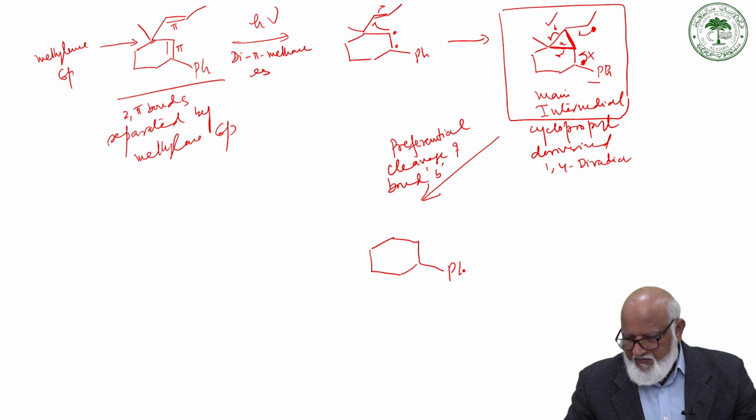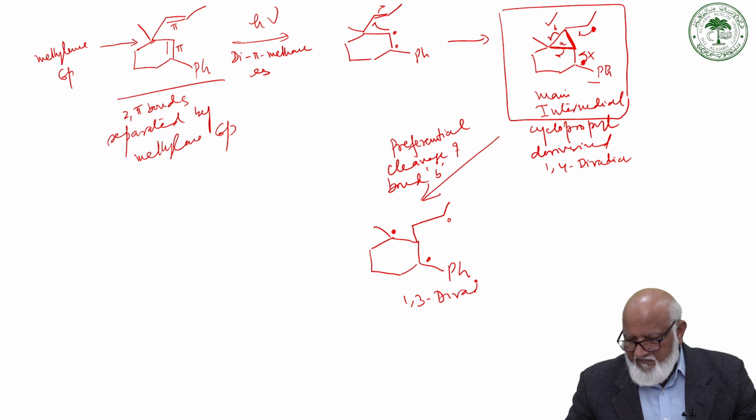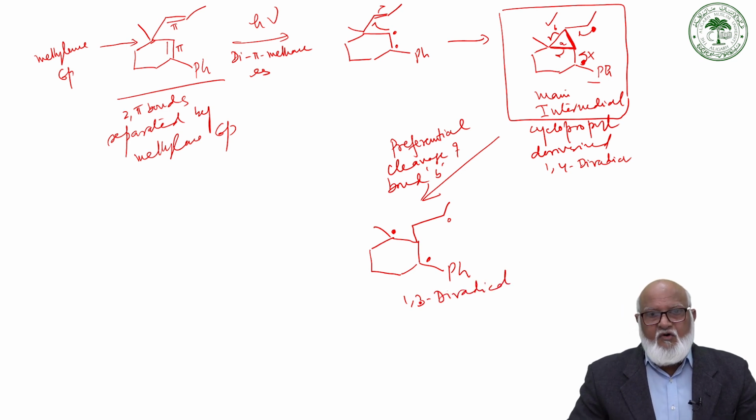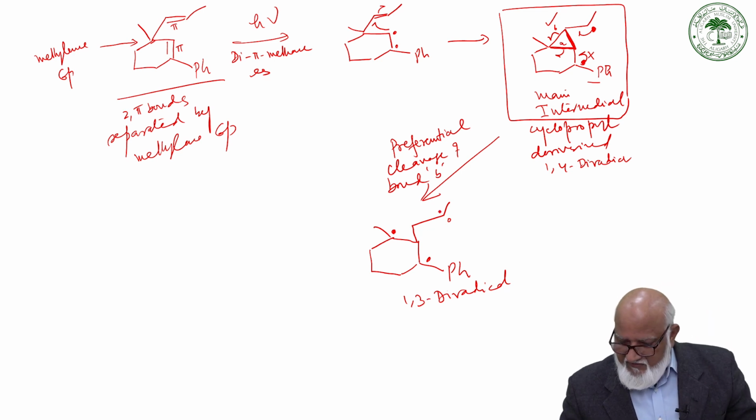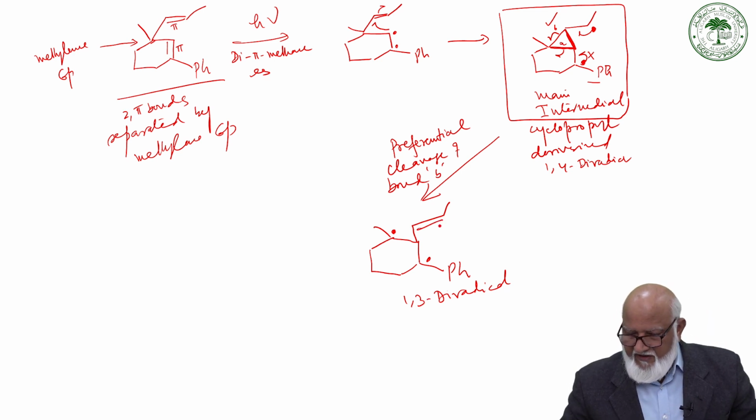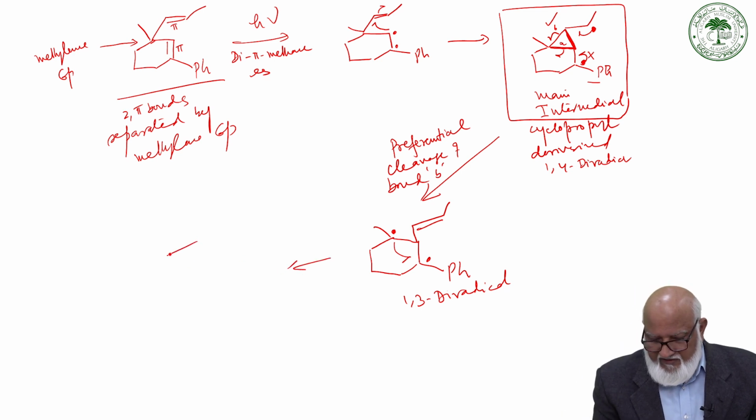this. The phenyl group is as it is, there is no change in this one, and this is a methyl group. This bond has broken, and then this is the radical. So a 1,3 diradical is formed, and there is a double bond here, and now this will combine to give a product like this.